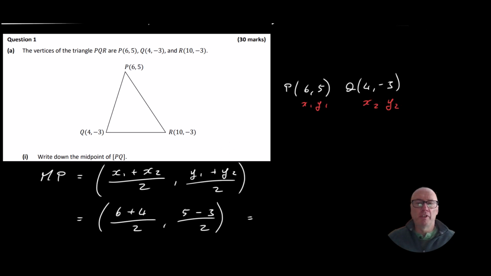So the midpoint of P and Q is: 6 plus 4 is 10, 10 divided by 2 is 5, and then 5 minus 3 is 2, 2 divided by 2 is 1. So our midpoint is (5, 1). Okay, so this is part 2.